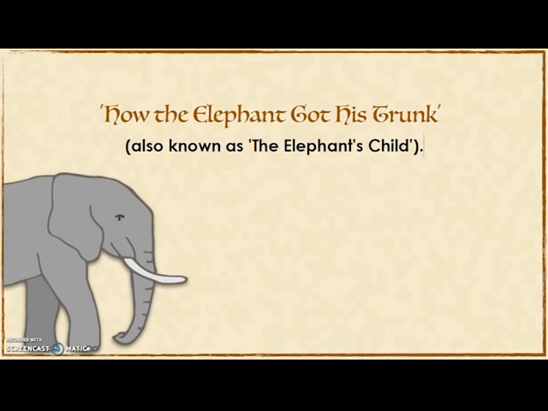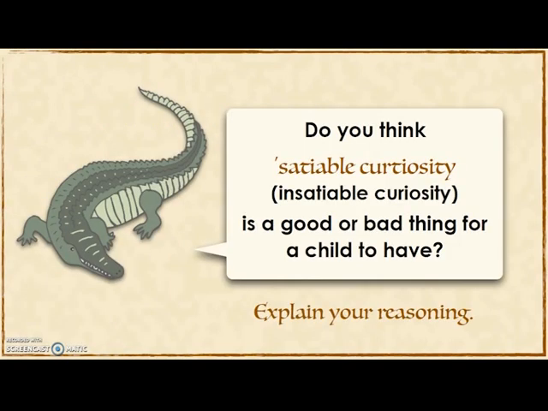In our last session, we looked at the beginning part of How the Elephant Got His Trunk, also known as the Elephant's Child, and we left it with one question that we needed to think about: whether we thought it was a good thing or a bad thing for a child to have insatiable curiosity, which we said was a greedy thirst for knowledge, and we needed to explain that reason. So pause the video at this point, find someone, and explain your answer to them, and then come and join me when you're ready.